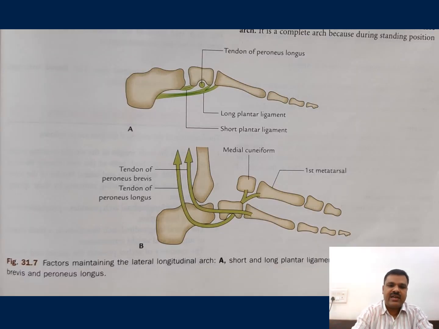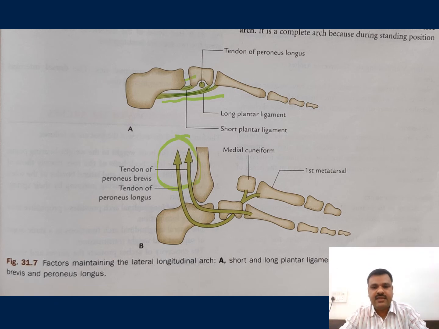Here in this diagram, we can appreciate the short and long plantar ligaments. So this is short plantar ligament, this is long plantar ligament. And these are the tendons which are acting from above, that is the sling for your lateral longitudinal arch.